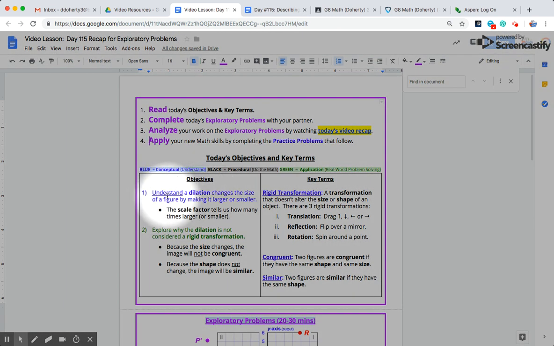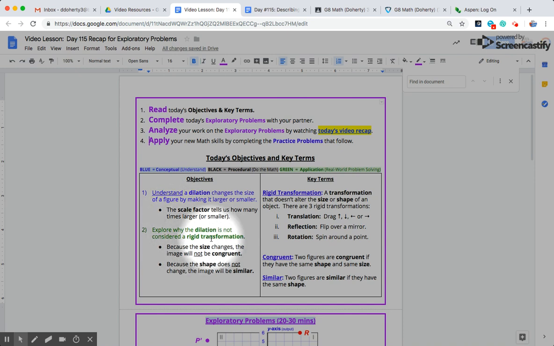The first objective told us to understand that a dilation is a transformation which changes the size of a figure by making it larger or smaller. An important thing with the dilation is to know what the scale factor is. The scale factor will tell us how many times larger or how many times smaller each side length needs to become.